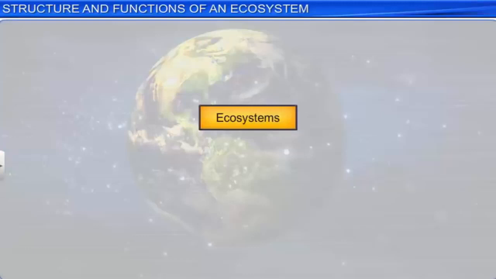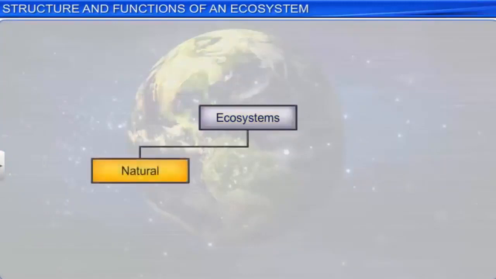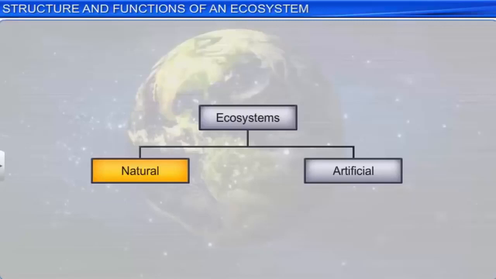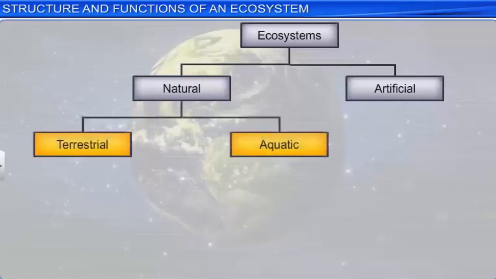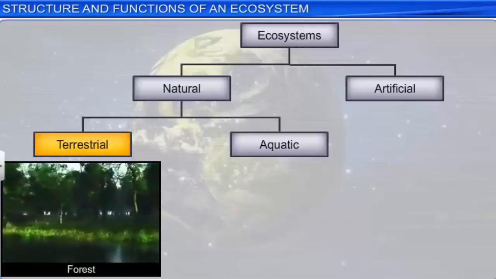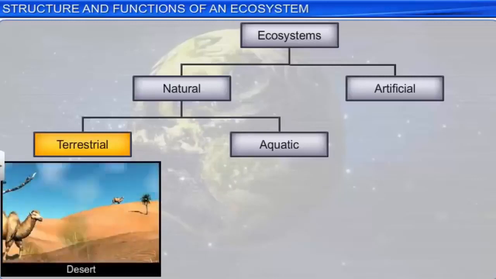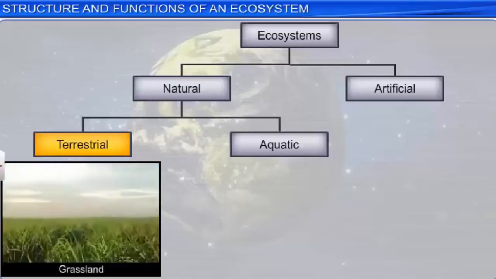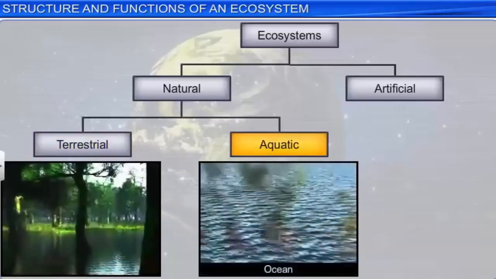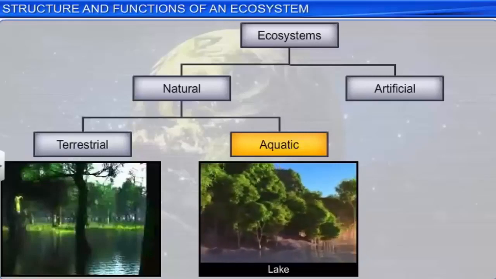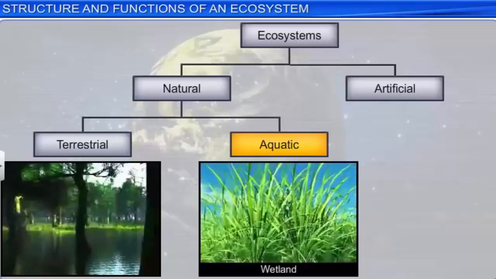Ecosystems are usually classified as natural and artificial. Natural ecosystems exist naturally in nature and function all by themselves. These ecosystems are further classified as terrestrial and aquatic ecosystems. Forests, deserts, and grasslands are some terrestrial ecosystems, while the ocean, lakes, and wetlands are some aquatic ecosystems.